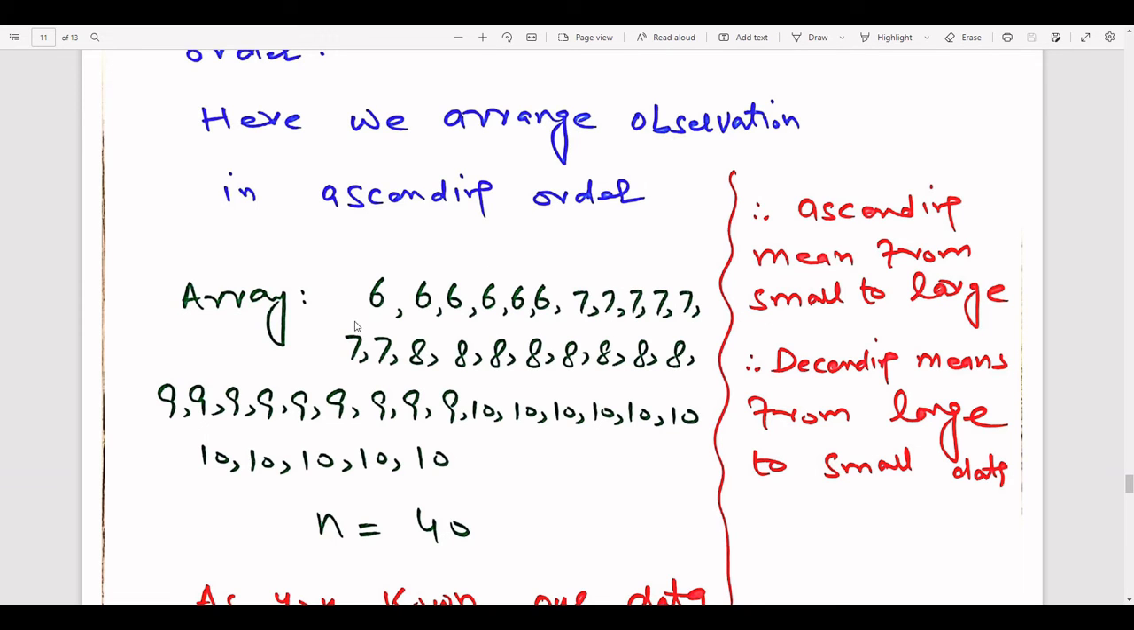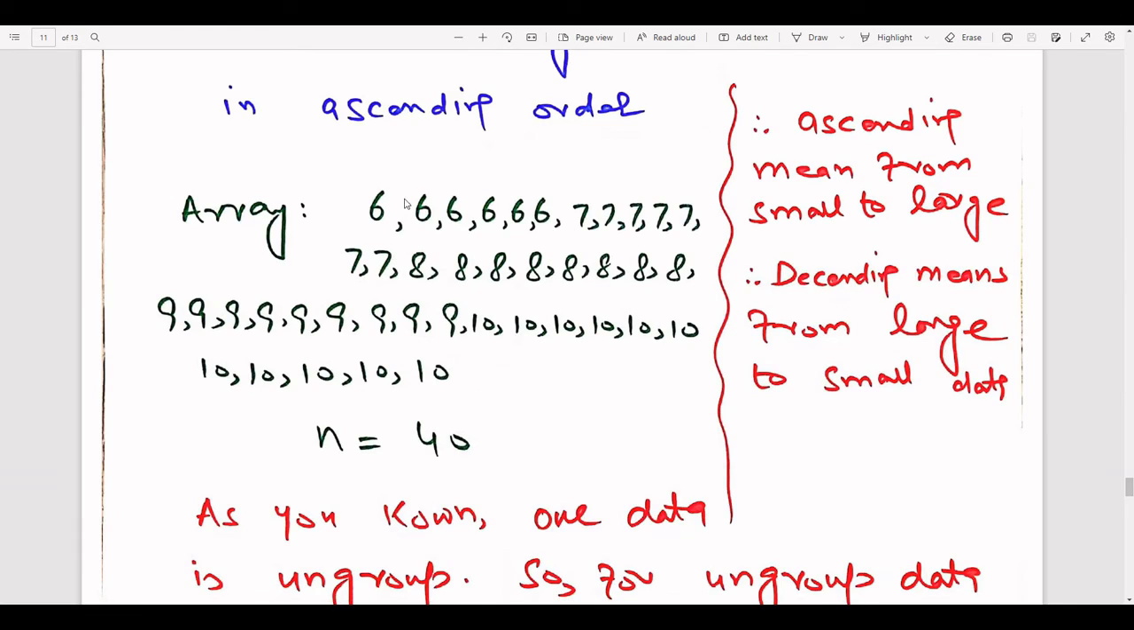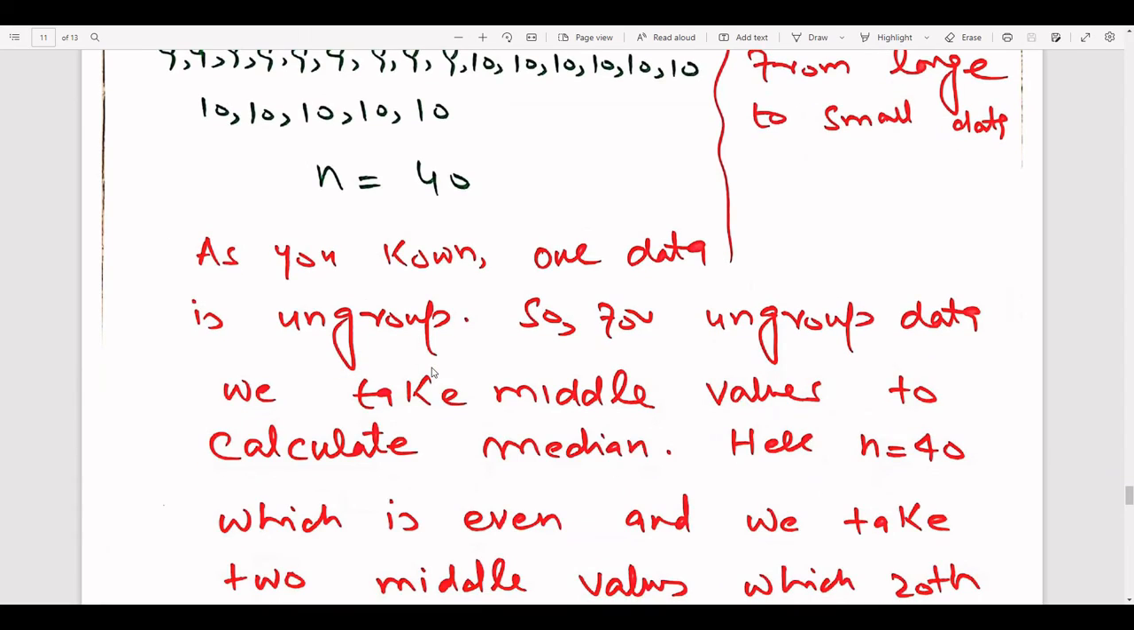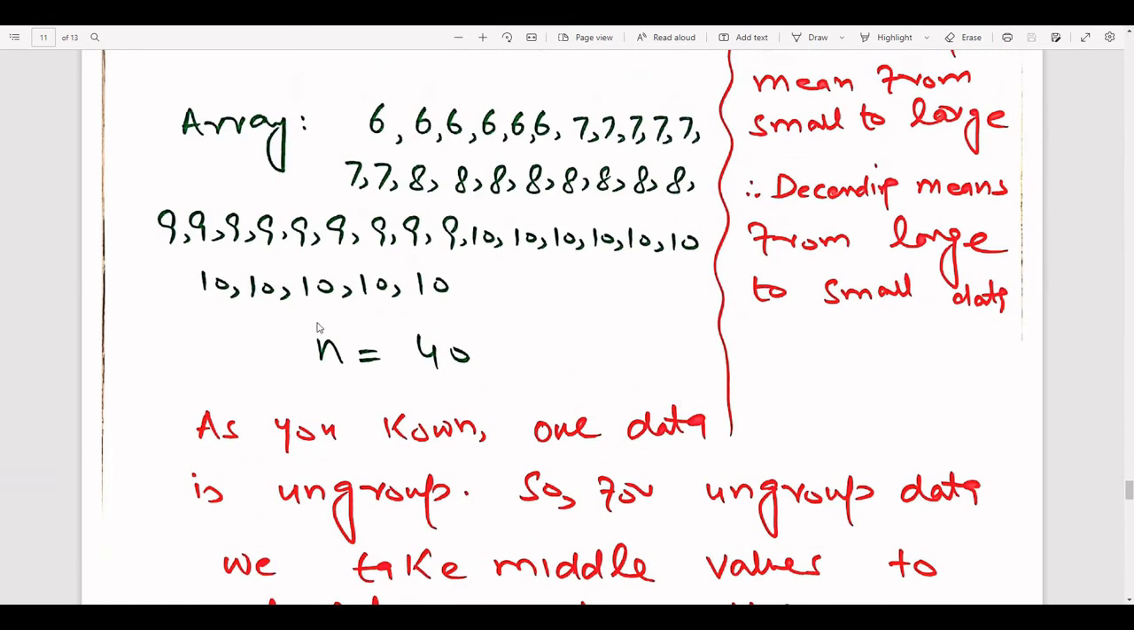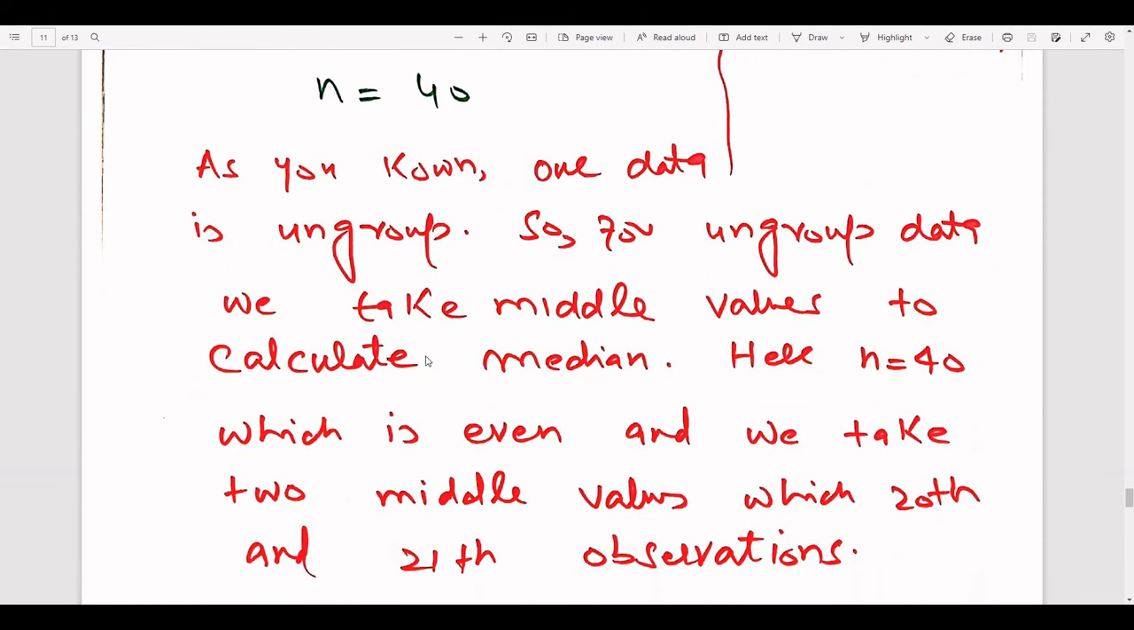So now we convert it into array form. 6 has 6 observations, so we write 6 for 6 times, 7 for 7 times, 8 for 8 times, 9 for 9 times and 10 for 10 times. Small n is equal to 40 because the total number of observations is 40. As you know, our data is ungrouped, and for ungrouped data we take middle values to calculate the median. When data is ungrouped, we arrange observations mostly in ascending order. I arrange here in ascending order and take the middle values.